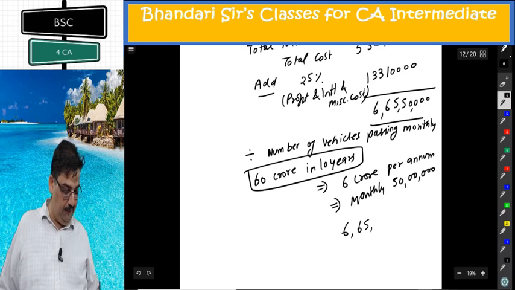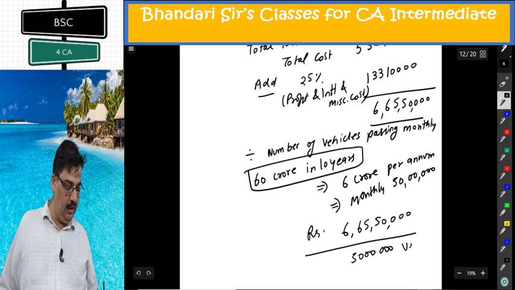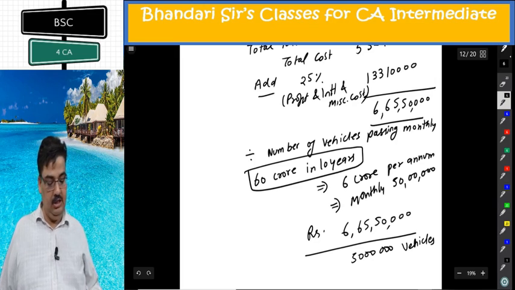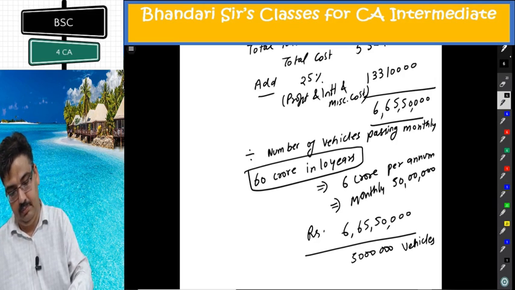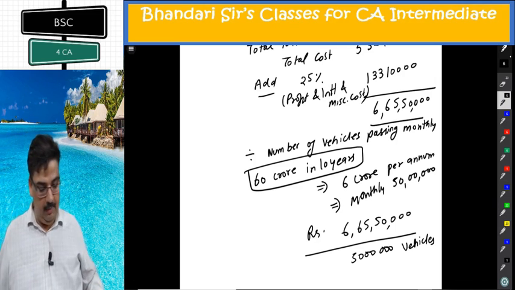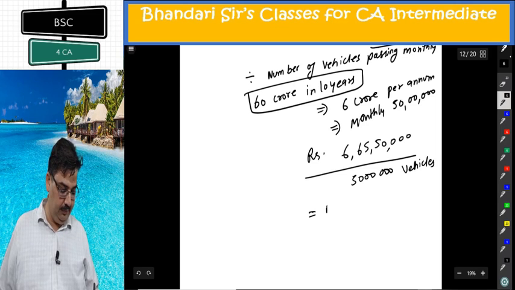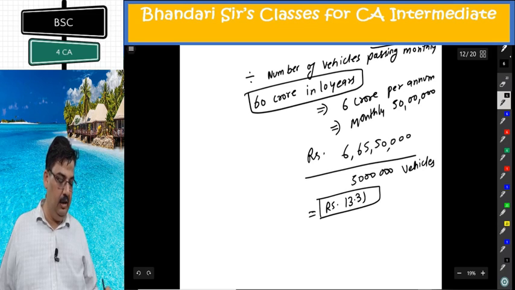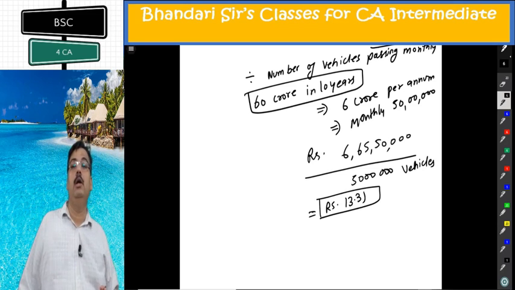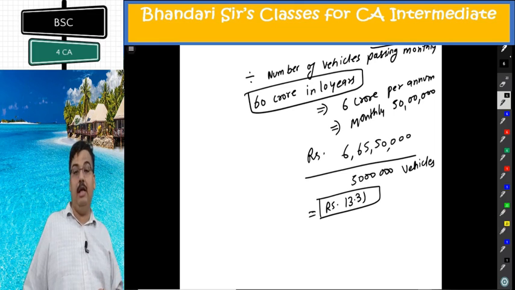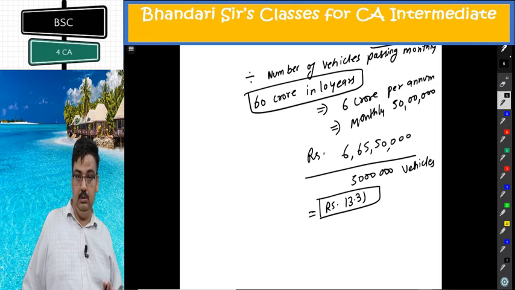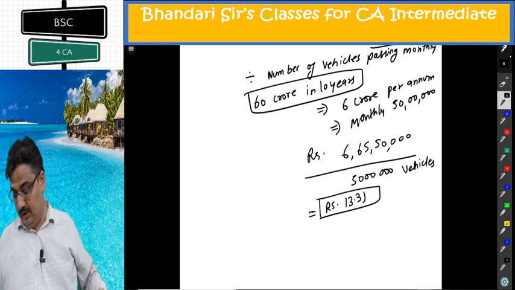6 crore 65 lakh 50,000 divided by 50 lakh vehicles. All vehicles are of the same nature, as told by the question. I am getting 13.31. They should be charging every vehicle 13.31 to cover total cost as well as profit and interest of 25% on cost. This is the ultimate answer of this illustration number 10.